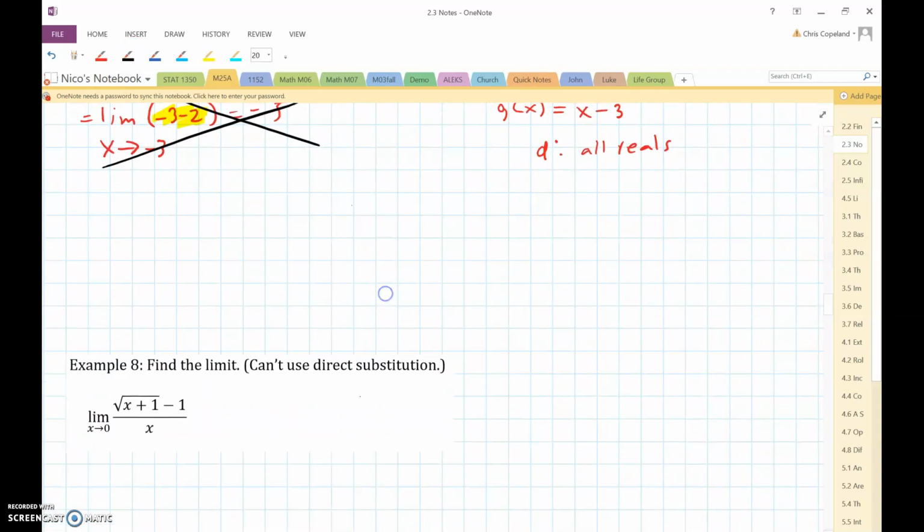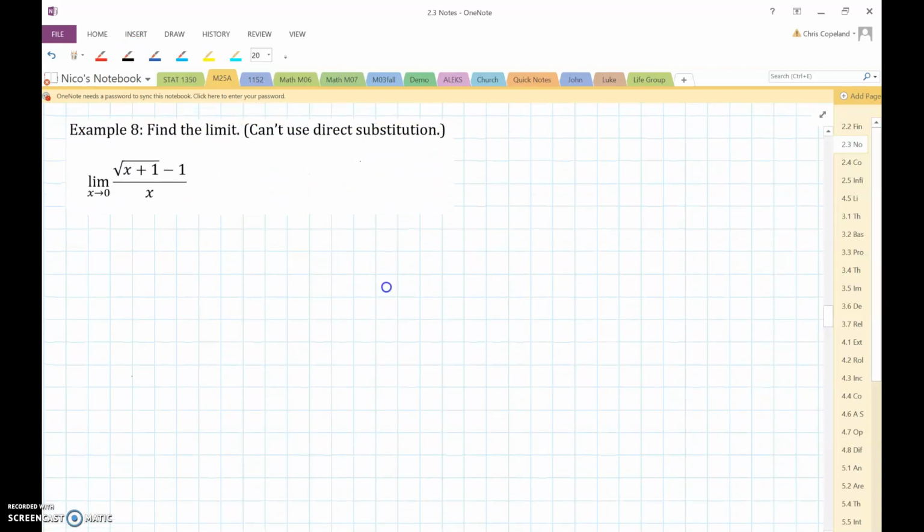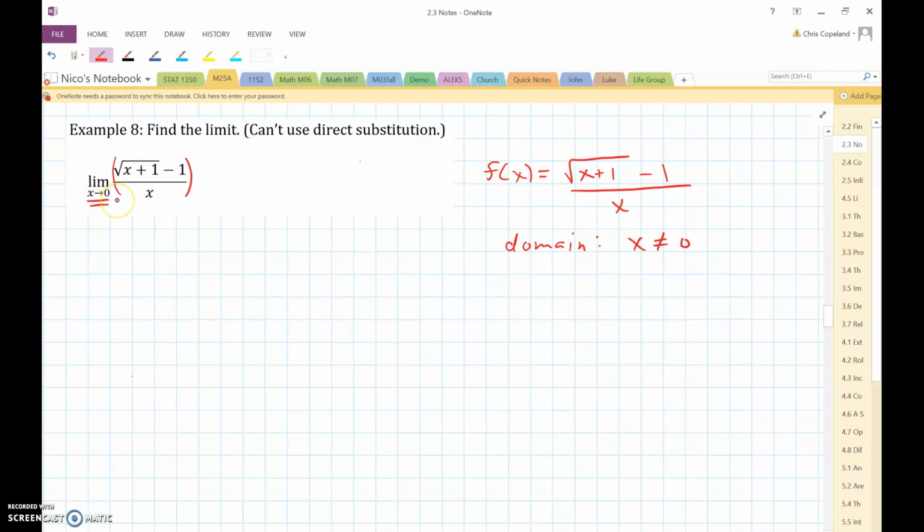Alright. Let's do example 8 as well. Okay, again, looking at this limit here, let's look at the function. Let's see if we can do direct substitution. That's always the route you want to go if possible, because it's the easiest. The domain here, x cannot be equal to 0. Well, unfortunately, we're evaluating this limit as x approaches 0, so we can't do direct substitution.